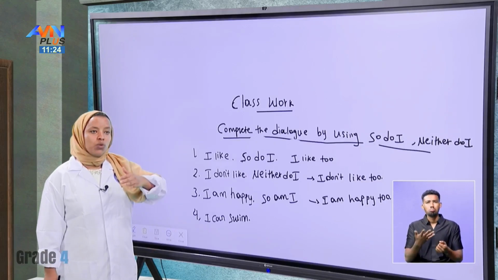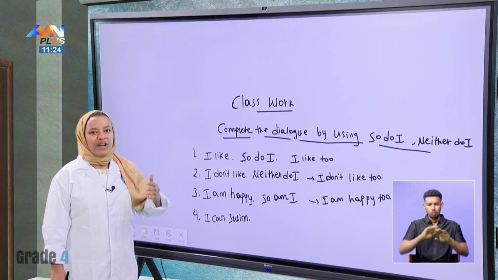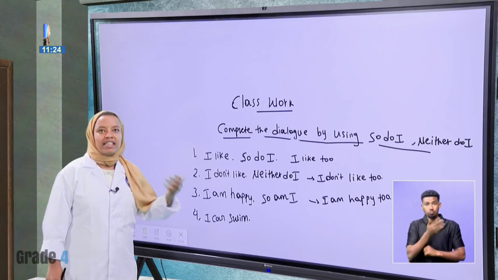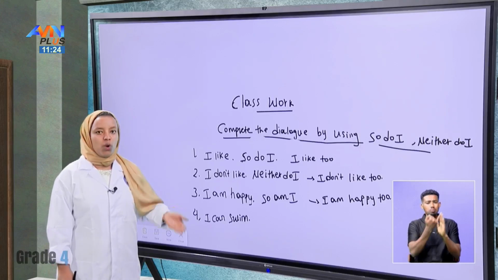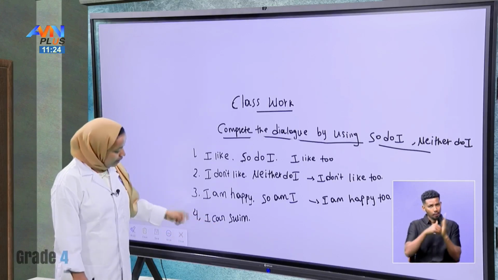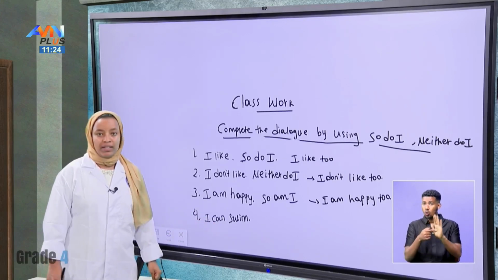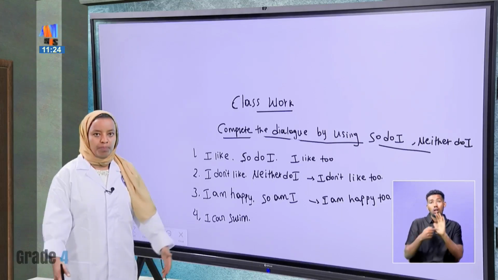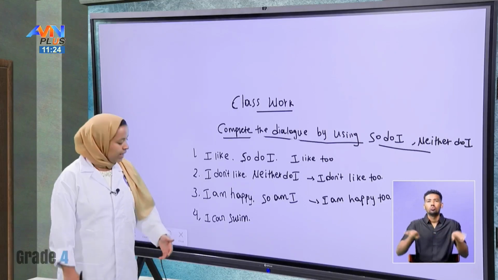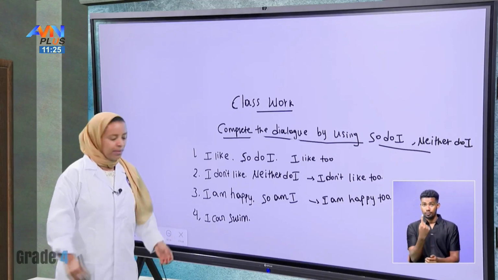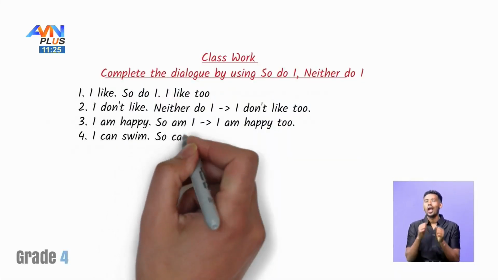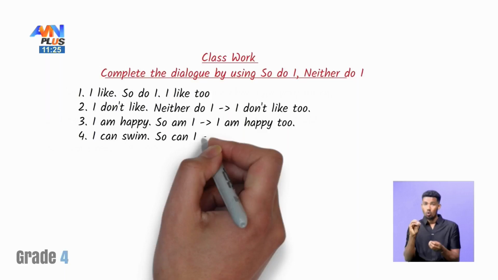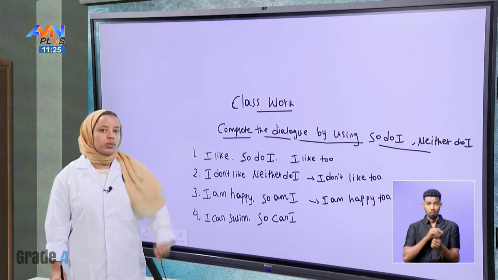It might be language, swimming, sport, whatever. For example, the person can say, I can paint. I can sing. I can draw. This also shows ability. So here is, I can swim. So the person also says, so can I? So can I? It means I can swim too.